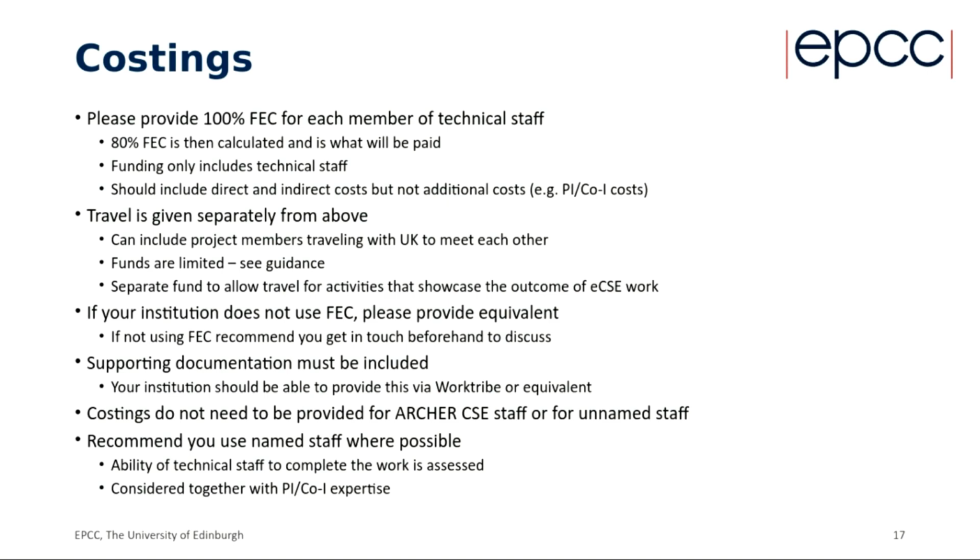You're asked to provide the 100% FEC, full economic costing, for each member of staff. The system will then work out 80% FEC, which is what would then be paid. Note that this funding only includes technical staff, so it should include direct and indirect costs, but not additional costs such as PI or co-I costs.